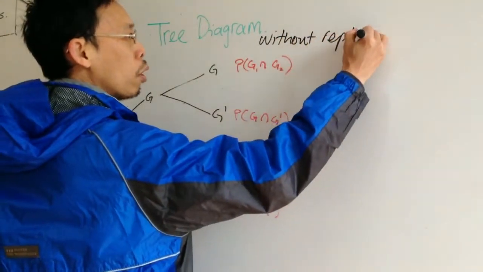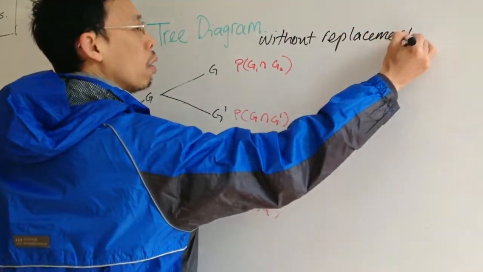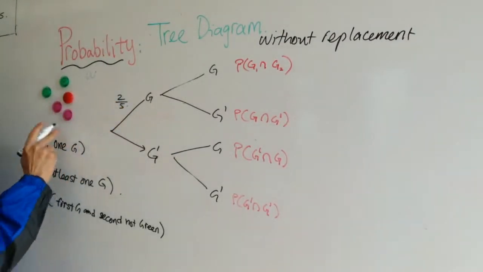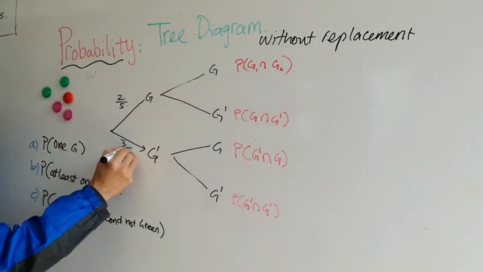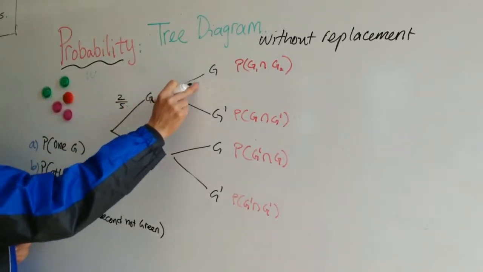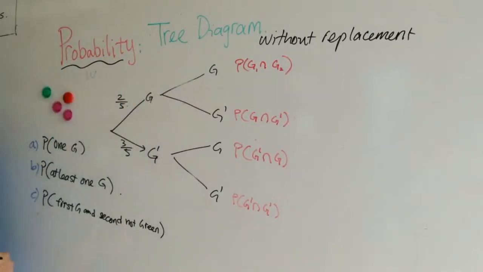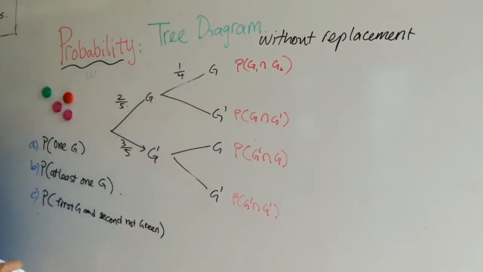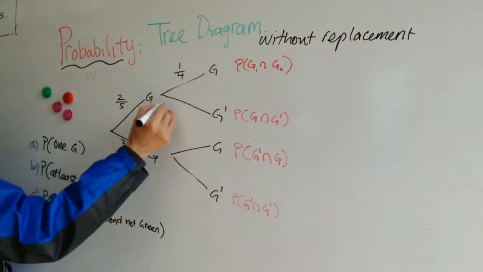How is this going to be different? Well, before, green was 2 out of 5, and not green was 3 out of 5. If one green has been picked, next time there's going to be one green left. So now we only have 1 out of 4 for green, and not green is 3 out of 4.